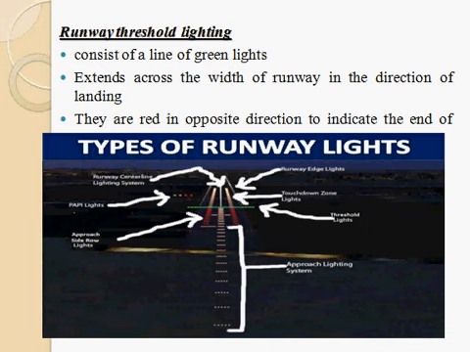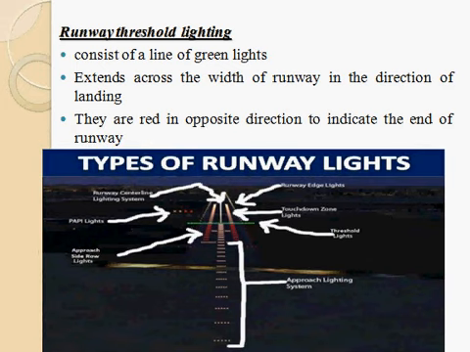Next is runway threshold lighting. Runway threshold means the starting of the runway. This green line shows the runway threshold lighting, and it is used for indicating the end of the runway. So it is runway threshold lighting.